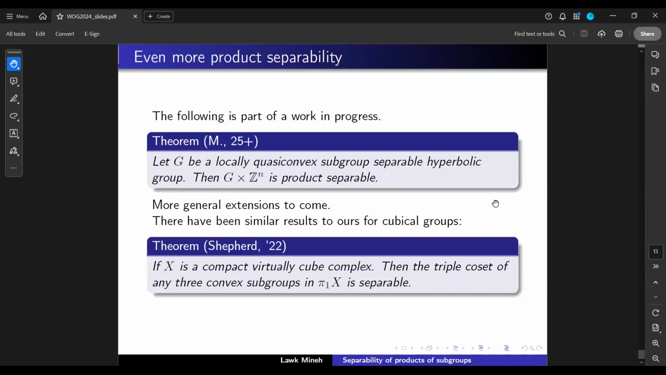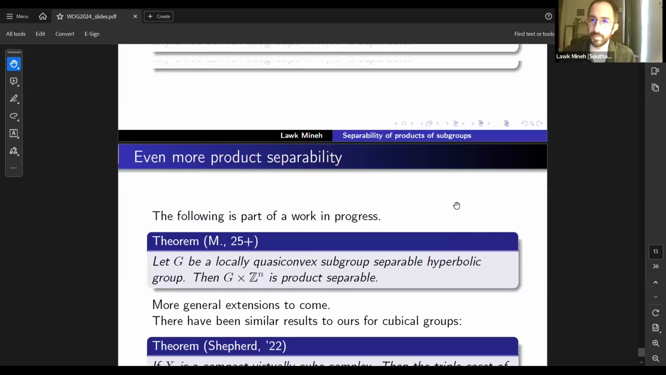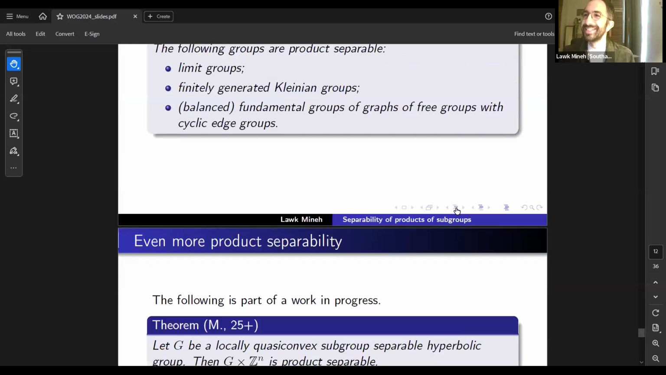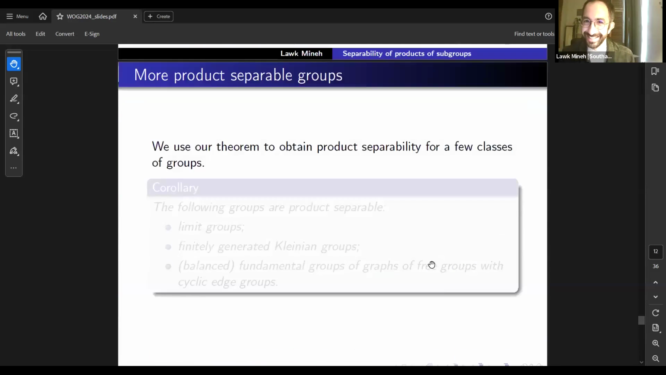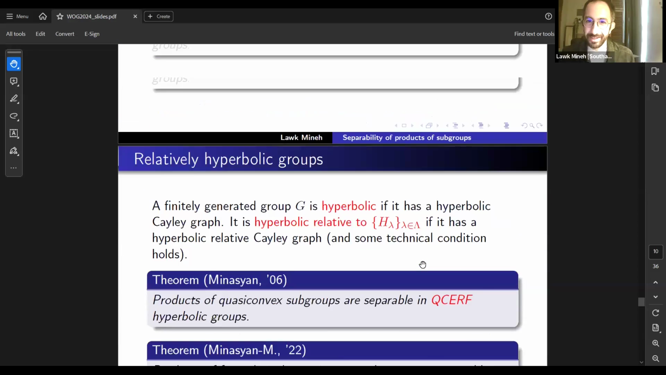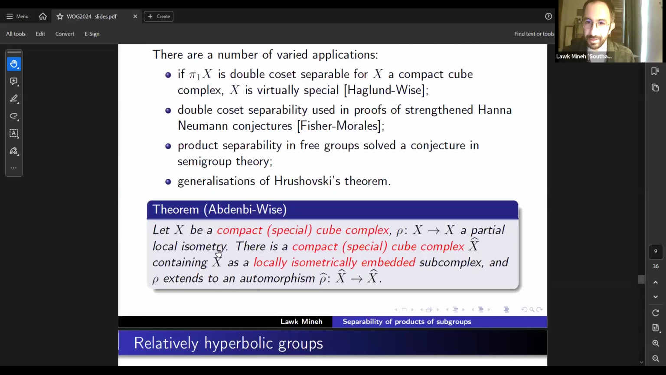When applications use product separability for something, are they usually using the full force of product separability, or do they just have some high number that they need? Yeah, some high number. The highest I've seen is quintuple cosets, and that's in this result of Abdenur and Wise.